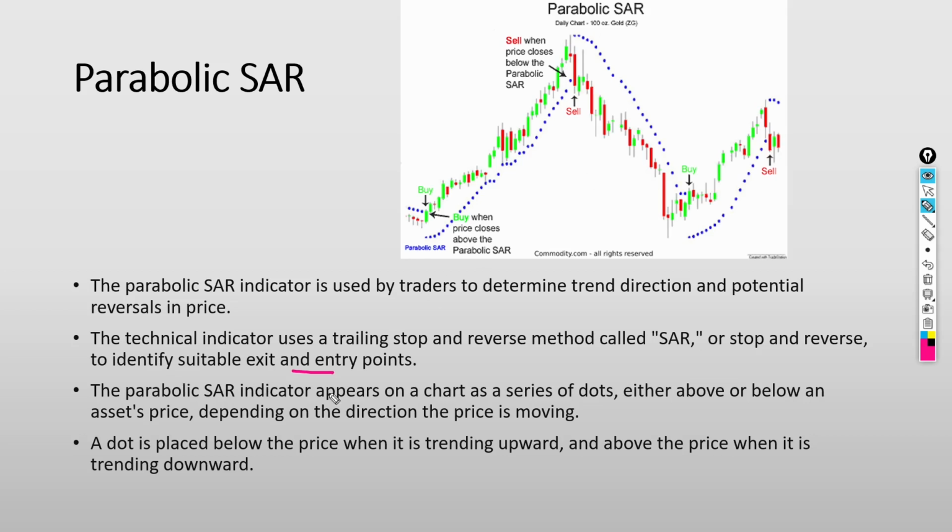The parabolic SAR indicator appears on the chart as a series of dots, either above or below the price, depending on the direction of the price movement. A dot below the price means it is trending up, and above the price means it is trending downwards. We've seen that already. When the dots are below the market, the market is moving up, and when the dots are above the current price, the trend is a bearish trend, or it is trending downwards.